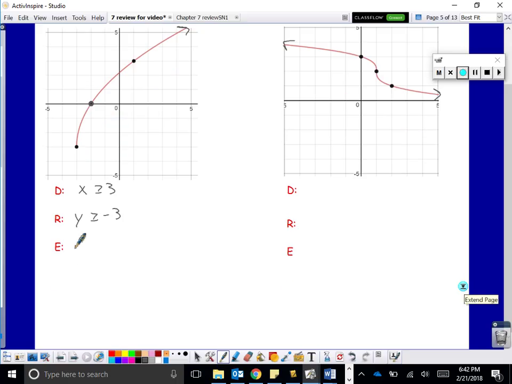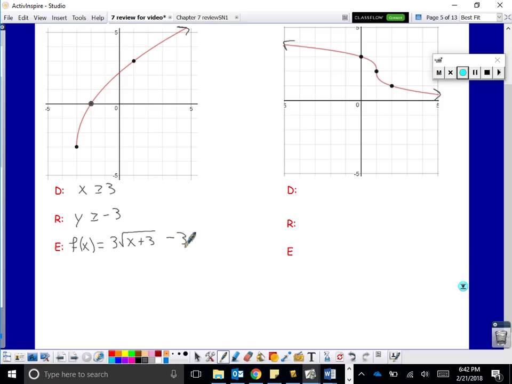For the equation, I'm going to say y, or f of x, is equal to, this is a square root function, and I'm stretching it by a factor of 3, so it's 3 square root. I've moved left 3, so I'm going to say 3 times the square root of x plus 3. I'm moving it down 3, so then that's minus 3.